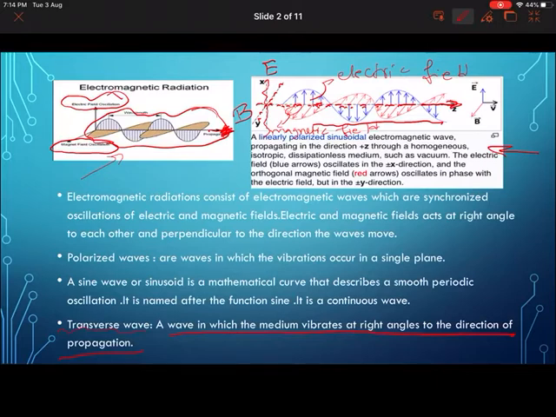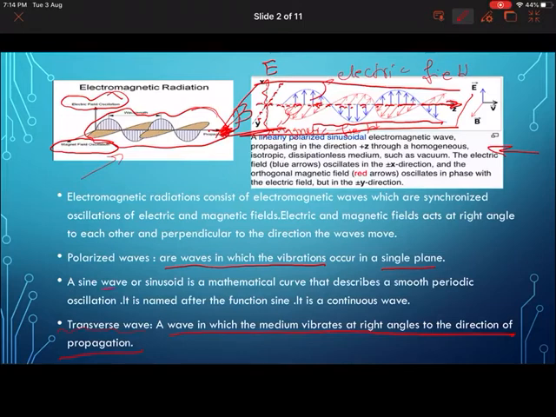An electromagnetic wave, we can also call it a linearly polarized sinusoidal wave. What is the meaning of transverse, as we said? Polarized. What is the meaning of polarized? Polarized waves are waves in which the vibrations occur in a single plane. So this is the plane that they occur in. Sinusoidal, because they oscillate and make a wave in the shape of the sine function.